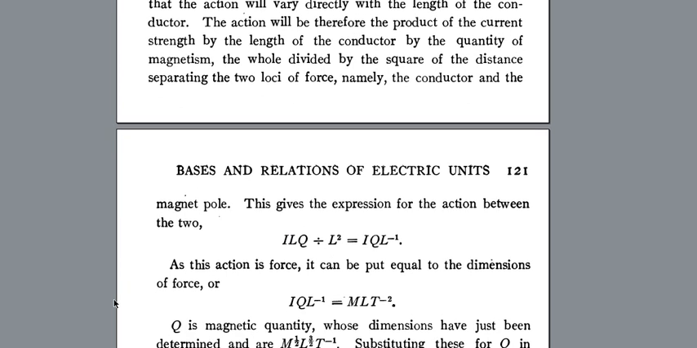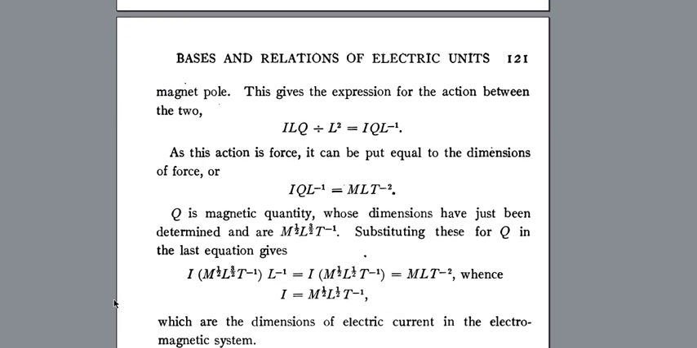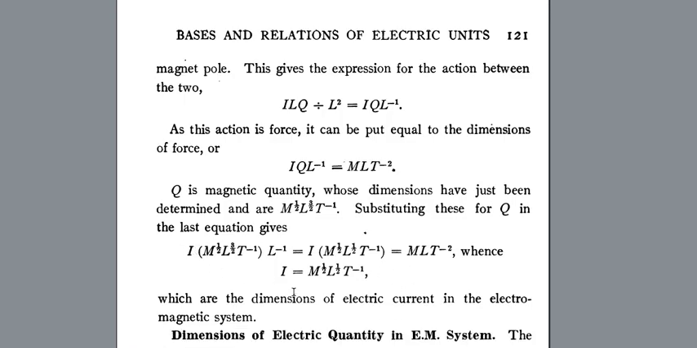Substituting the dimensions of magnetic quantity, which are mass to the power of 1/2, length raised to the power of 3/2, and time raised to the power of negative 1, we find current multiplied by mass to the power of 1/2, multiplied by length to the power of 1/2, multiplied by time raised to the power of negative 1, equals mass multiplied by length, multiplied by time raised to the power of negative 2. Finally, solving for current, the dimensions are mass raised to the power of 1/2, length raised to the power of 1/2, and time raised to the power of negative 1.